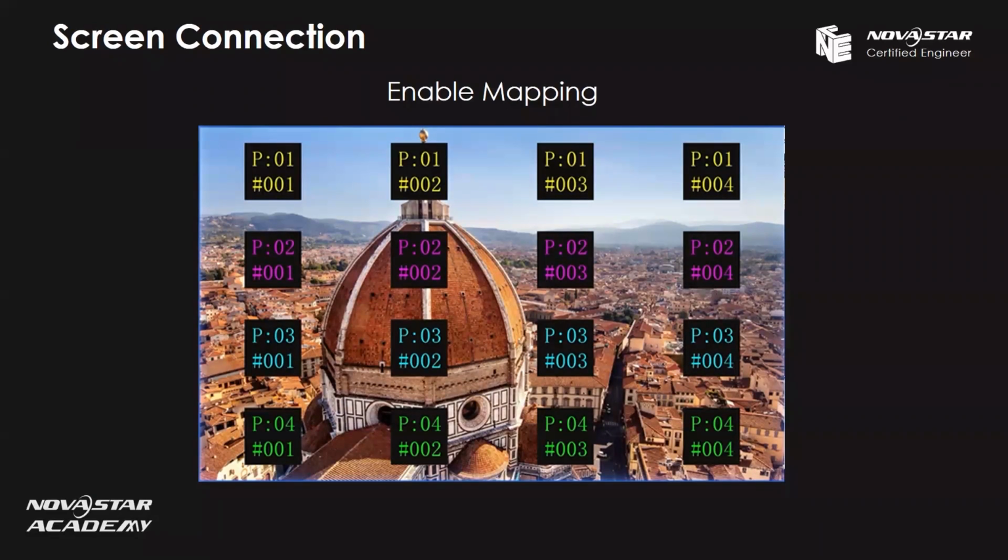But here I have to mention that the enable mapping function is not on all the receiving cards. It has requirements for the receiving card. For the Armor series receiving card, we support the mapping function. And for some new receiving cards of the MRV series, we also support the mapping function. If you are not very sure whether the current receiving card in your cabinet supports mapping or not, you can check the specification of that receiving card. It's on our website.